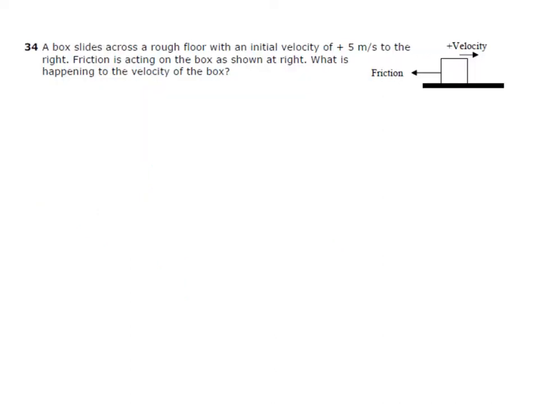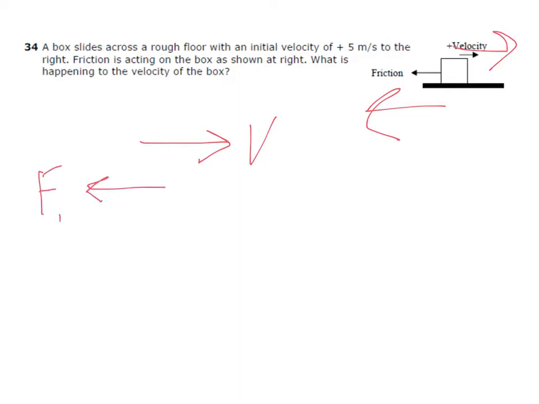A box slides across a rough floor with an initial velocity of 5 meters per second to the right. So the velocity is going in this direction. Friction is acting on the box as shown. So what's happening to the velocity of the box? Well, if this is the velocity vector, and friction is this way, opposing the velocity, that's the force of friction, then the box must be slowing down.